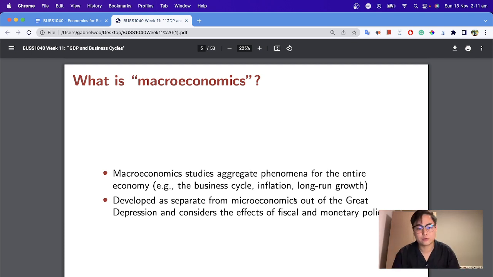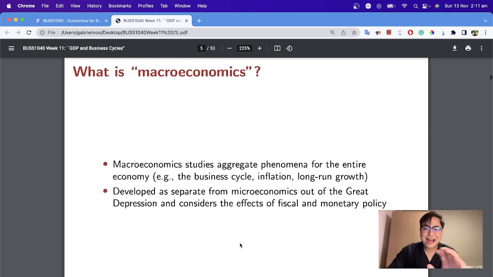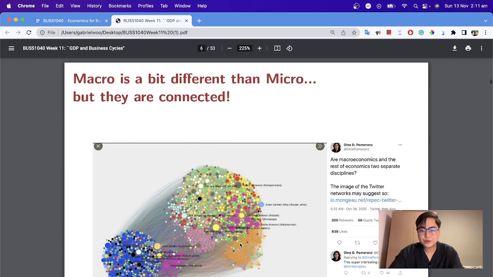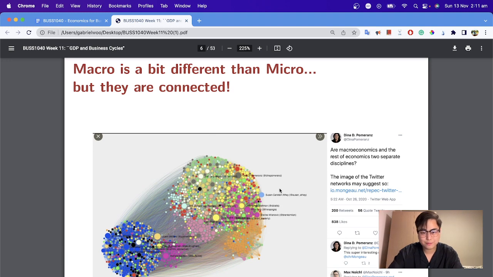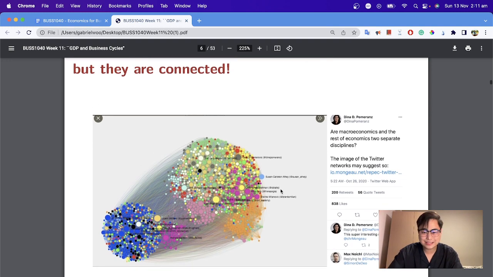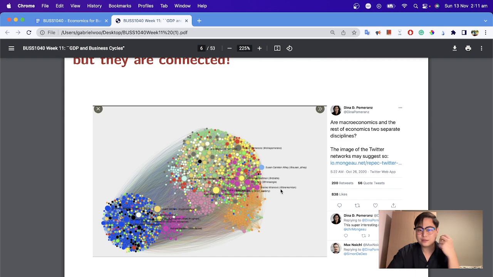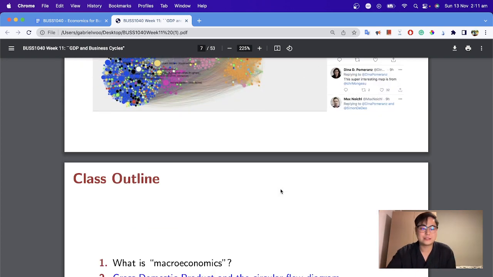And we'll talk about long run growth. Then we talk about development as separate from microeconomics during the Great Depression and consider effects of fiscal and monetary policy. So a big actor within macroeconomics is government, whereas microeconomics is more about the individual firms and the individual agents. So here we can see the Twitter accounts for micro and macro firms and how they're really connected in the two interconnected disciplines.